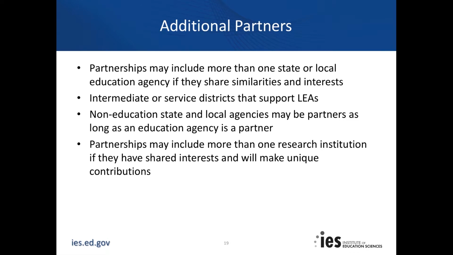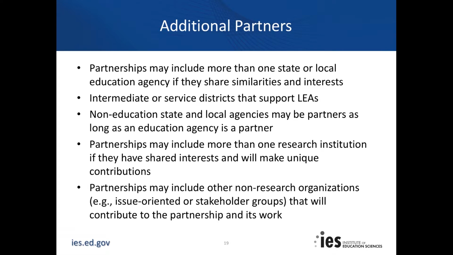Some additional partners: one research institution and one state or local education agency is the minimum requirement for a partnership. Partnerships may include additional partners if they will increase the quality of the research. You'll want to show that additional partners have similar interests. For example, several education agencies may face a similar problem, or agencies located in a region, especially small districts, may share common interests. So it may make more sense to have a group of them come in together. Having multiple education agencies may also increase the significance of the proposed work.